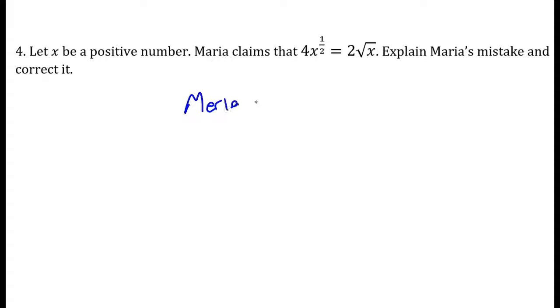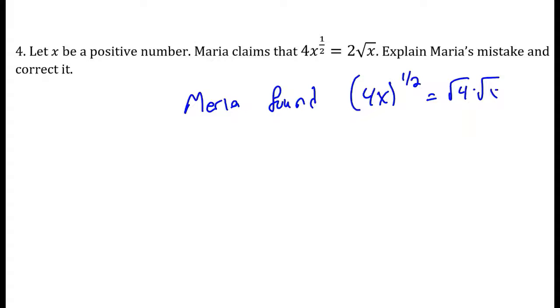Maria found the square root of 4 and the square root of x, which is 2 radical x. That's what she found. But in our case, only the x is raised to the 1/2. So 4x to the 1/2 is actually 4 times the square root of x, because the square root of x, power over root, the 1/2 power, is the square root. So we have to be careful and make sure we know only the x is raised to the 1/2 here. The whole quantity is not raised to the 1/2. Be careful.